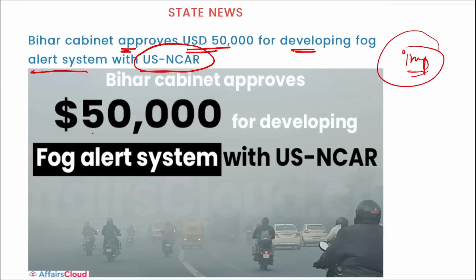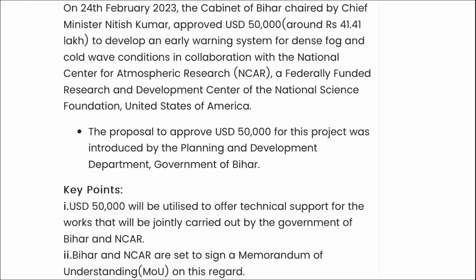Important question, and definitely it can be asked and you should definitely remember it. How much amount was used here? $50,000, and it was for a fog alert system that will be developed using this amount with UCAR. And what is UCAR? It is the United States National Center for Atmospheric Research.